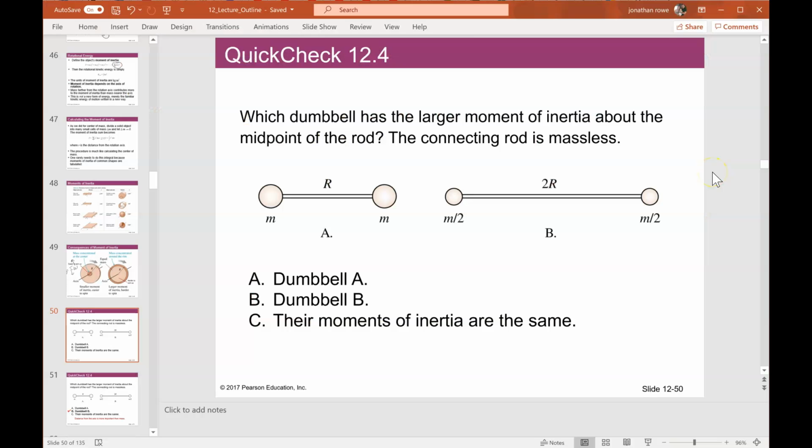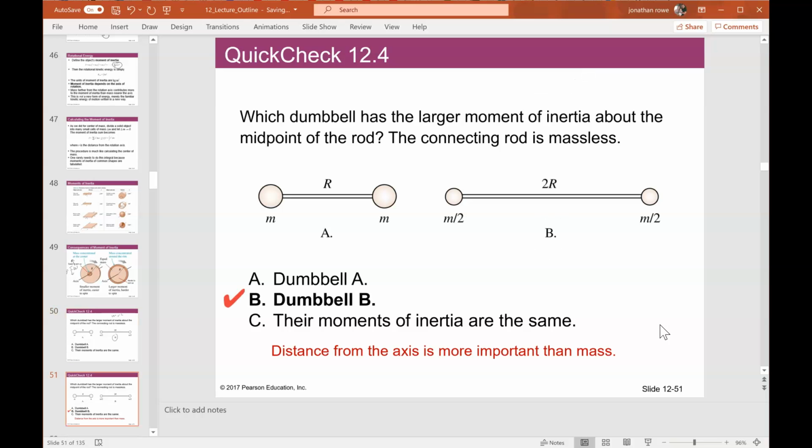All right, new quick check problem. Which dumbbell has the larger moment of inertia about the midpoint of the rod? The connecting rod is massless. This one has twice the radius. This one has twice the mass. I believe moment of inertia we said was m r squared, so I think the answer is B. And it is.